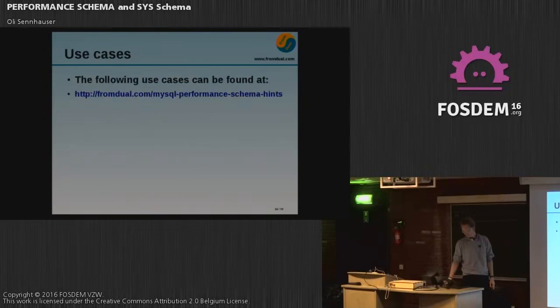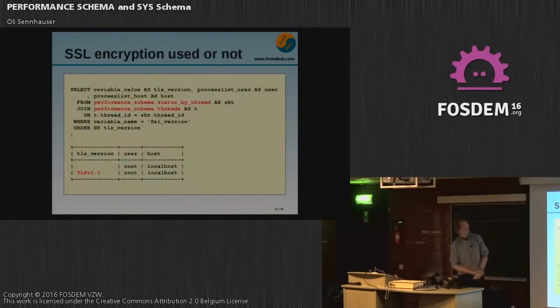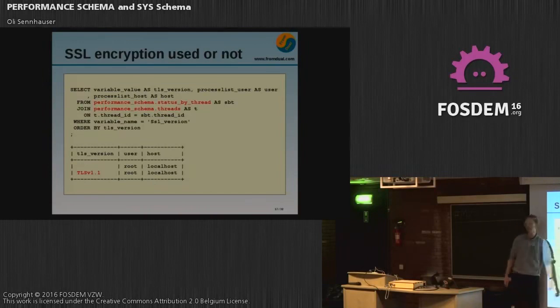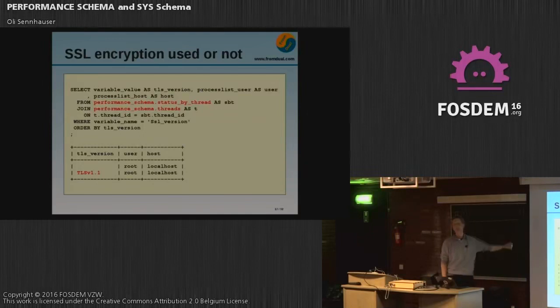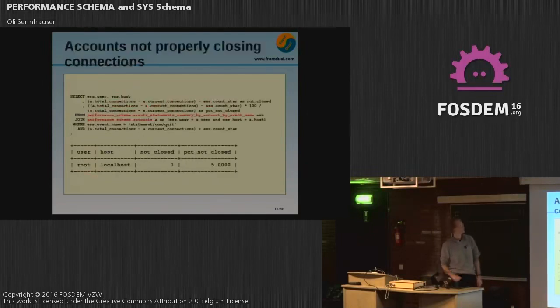So let's have a look at some use cases. You don't have to copy or write everything down. You can get it from this link, or the slides are available. One thing I found recently is who is using SSL encryption and who is not. You can have a look in the performance schema and you get an output like this. You see this root was not using SSL encryption and the other root was using SSL encryption. So who is security sensitive? That would be nice information for you.